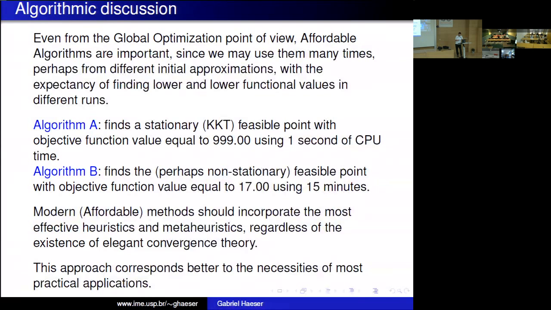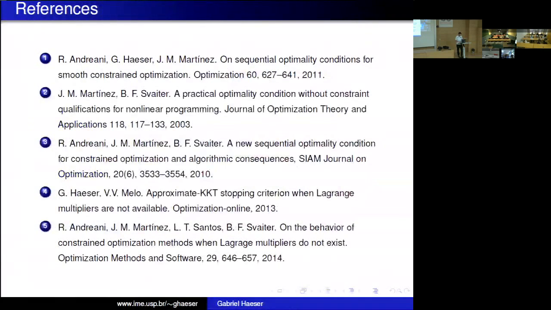And in fact, Algencan, our solver for Augmented Lagrangian, does something like this. Its convergence theory is okay, but it incorporates some other procedures to try to find the global solution, even if there is not an elegant convergence theory in this case. It's done because this corresponds better to what practical applications need. Okay, so this is it for today.